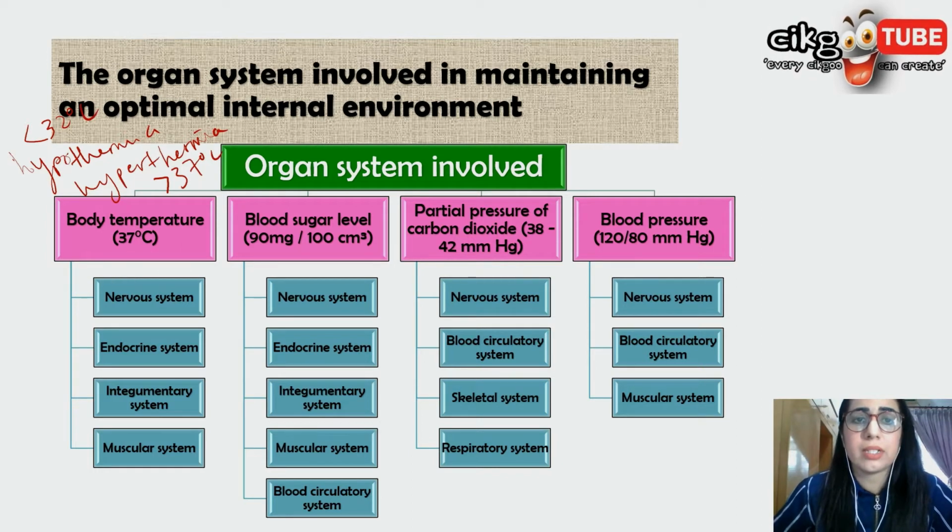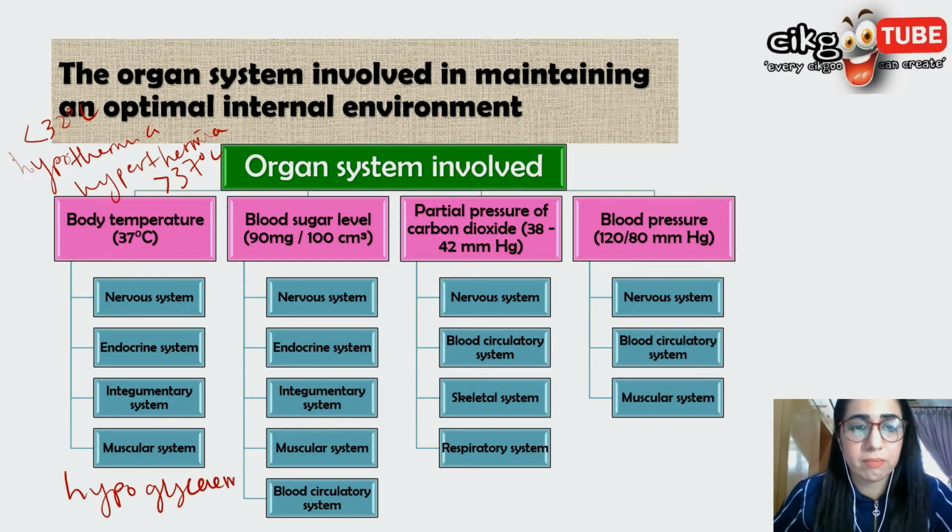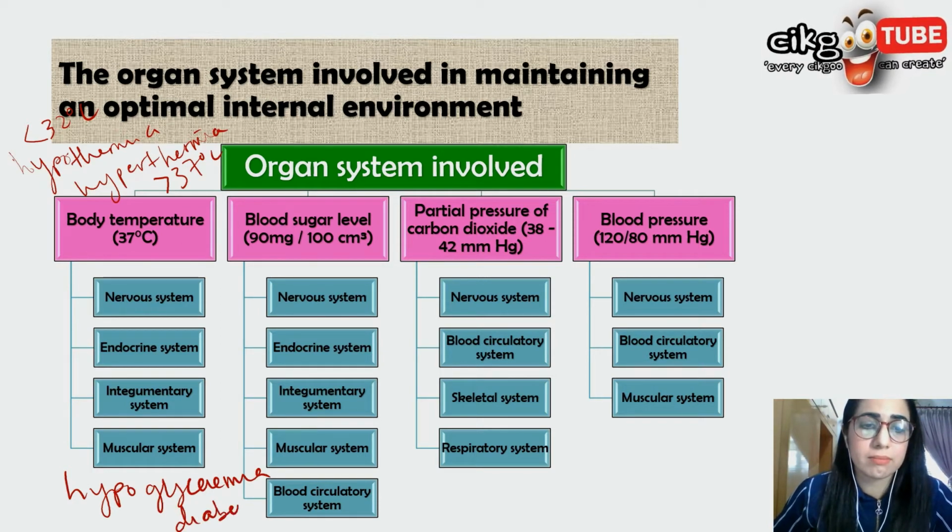Now, blood sugar level, or glucose level, as we call it. A low glucose level causes hypoglycemia, and a high glucose level causes diabetes. Next, the partial pressure of carbon dioxide.